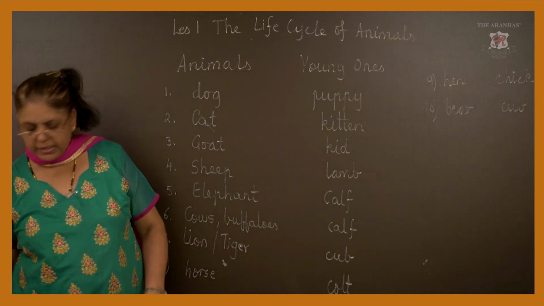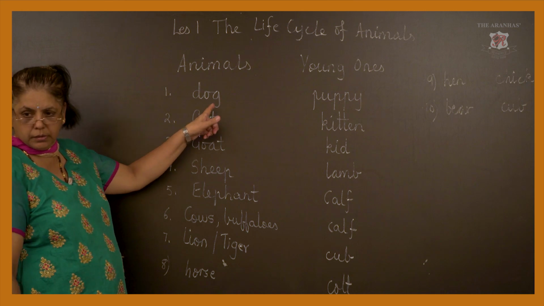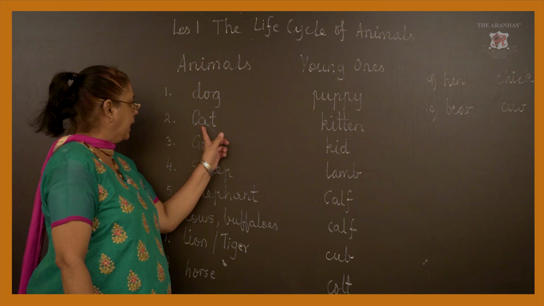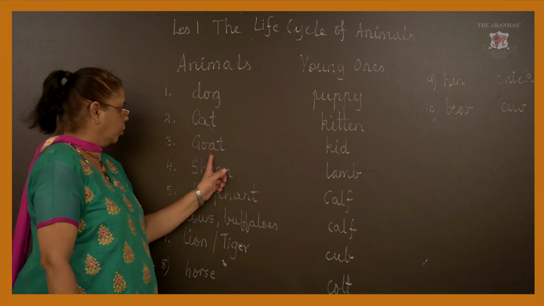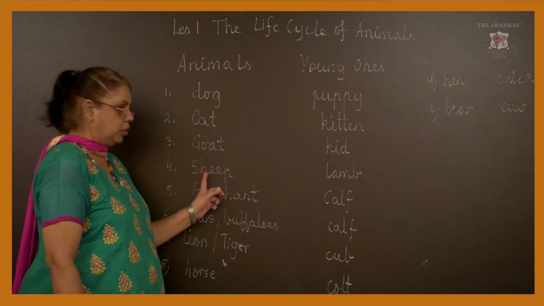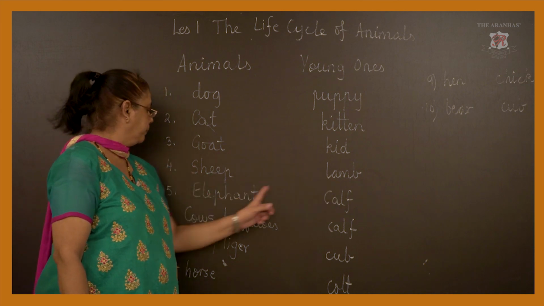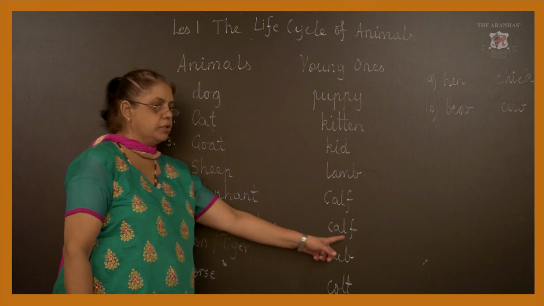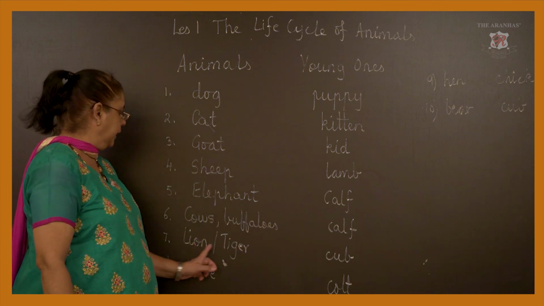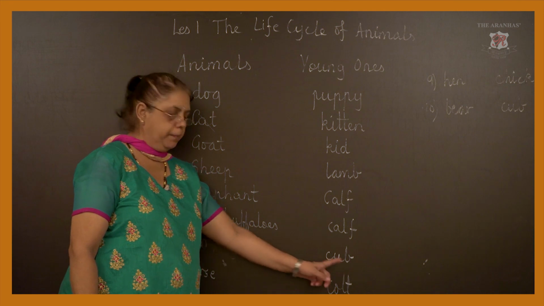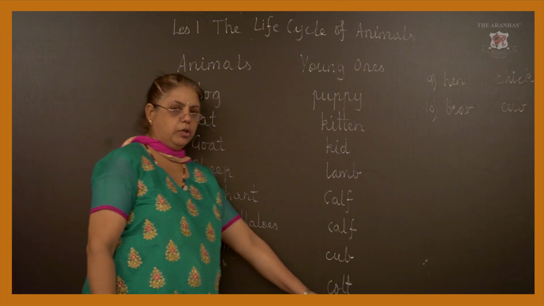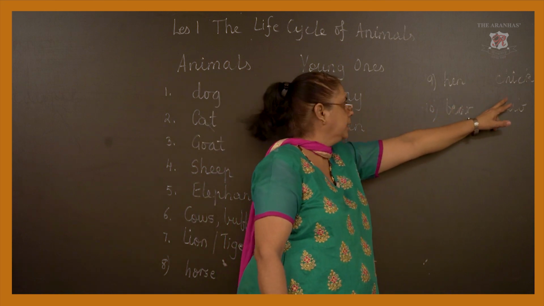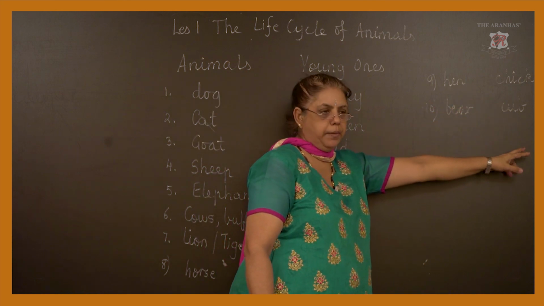Now let us just revise this. Yes, the baby of the dog is called a puppy, cat, kitten, goat, kid, sheep, lamb, elephant, calf, cows and buffaloes also called calf, lion and tiger, baby is called a cub, horse, the baby of the horse is called a colt, the baby of the hen is called a chick, and the bear is called a cub.